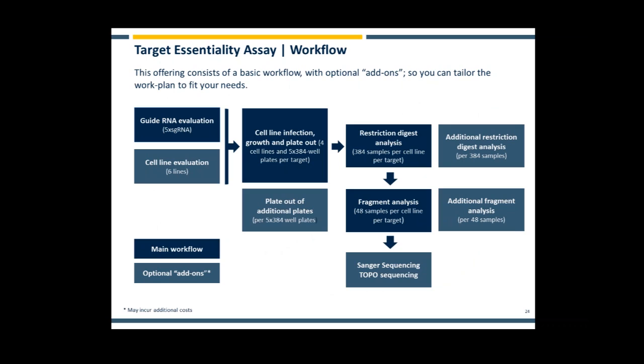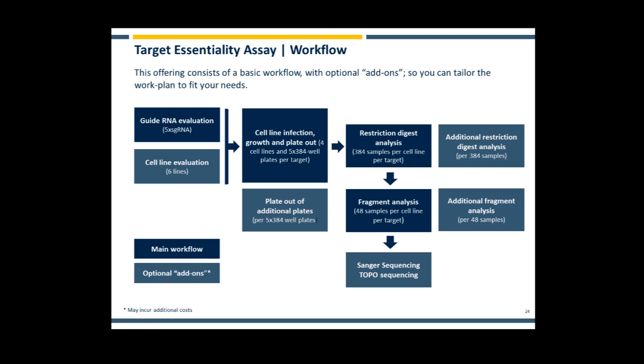So here we have a simple flowchart documenting the workflow that's involved in the assay. We start with selection of the cell lines and the guide RNAs if it's required. And those chosen cell lines are infected with P-lenti CRISPR containing the sgRNA, and then they're cultured for 2 to 3 weeks and plated for single cell colonies.